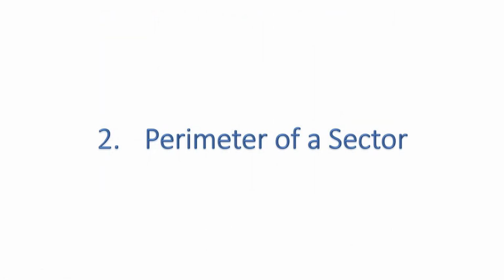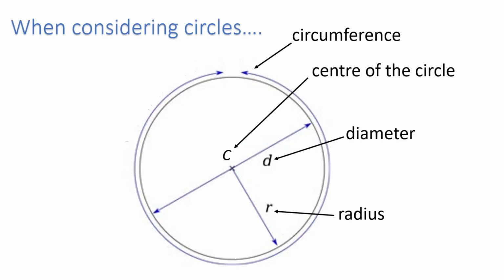Now let us move on to calculating the perimeter of sectors of circles. When considering circles, there are some terms you need to know. Circumference. Circumference is the perimeter of a circle. That is, this length of the boundary of the circle. This is the circumference. Then the center of the circle. That is the center point of a circle, and it is denoted by C or sometimes by O.